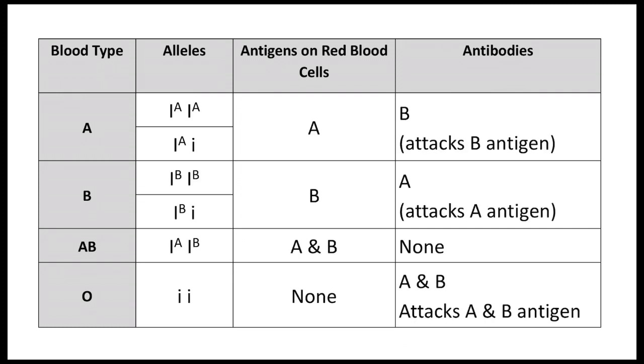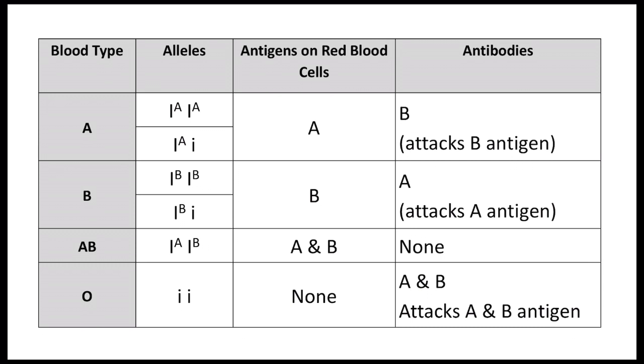Okay, so let's start off with type A blood type. It can be the double dominant IA, or it could be the heterozygous, which is the IA and the lowercase i. The antigens on that red blood cell are the blood type, so it's type A, so it has A antigens. The antibodies present in the plasma are anti-B antibodies, so it will attack the B antigen.